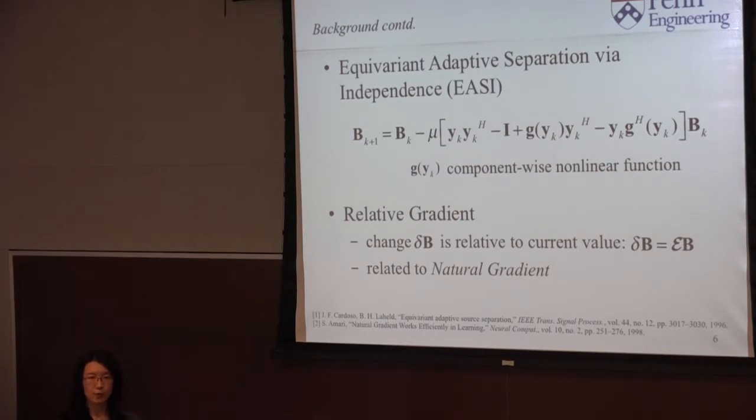That means we are close to the steady state, and the only change we want to make is slightly based on the current value. And the idea of relative gradient is related to natural gradient, where natural gradient means that instead of the standard gradient, the Riemann structure of the parameter space is exploited to do the adaptation. And this will help make the convergence faster.